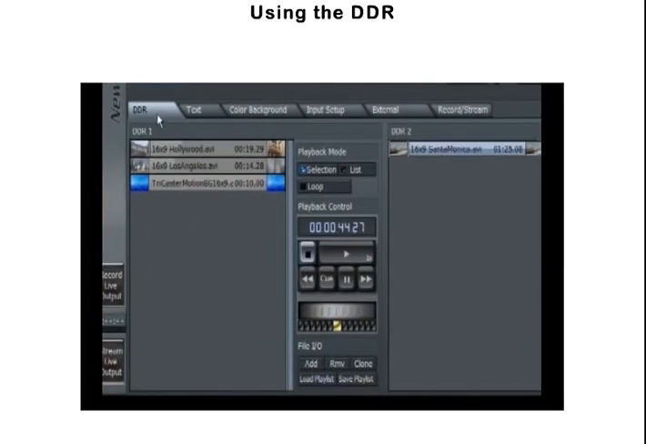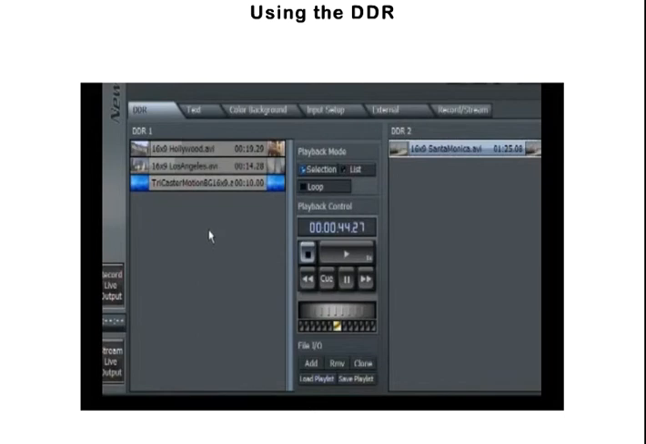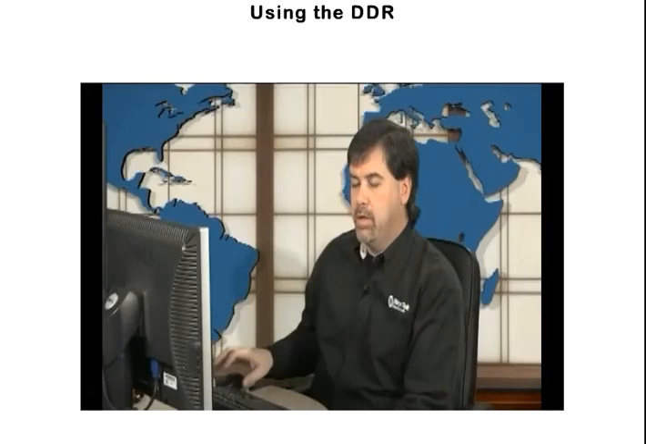The DDR is found in the DDR tab in the TriCaster Broadcast and Studio. It's found in the DDR and Picture tab in the other versions of the TriCaster. And it, again, allows us to play back a variety of file formats. All of the clips that we're going to play back inside of the TriCaster's DDR are going to come from the internal drive in the TriCaster.